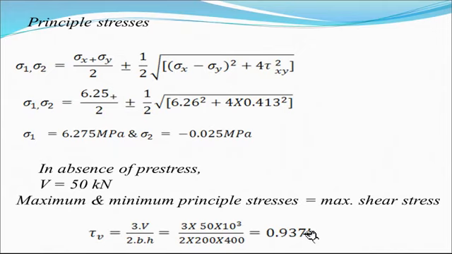0.937 plus or minus. See the beauty: if pre-stressing is there, the value is 6.275 MPa for sigma 1, and sigma 2 is equal to only 0.025, whereas here it is 0.937.